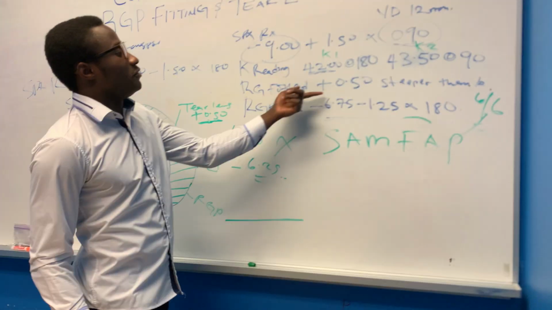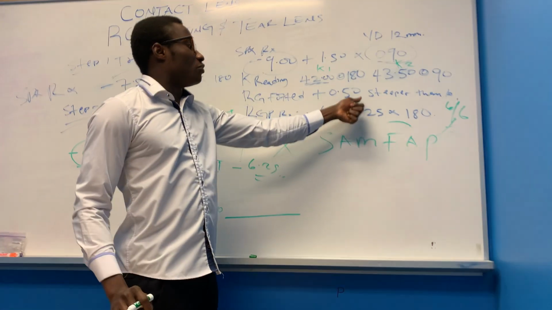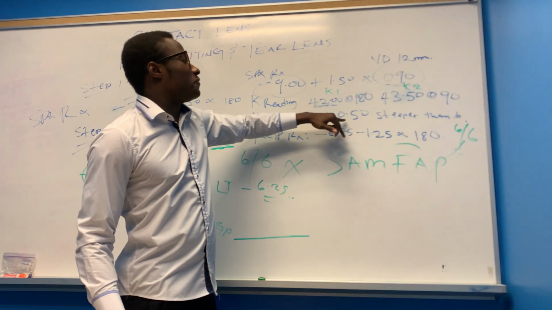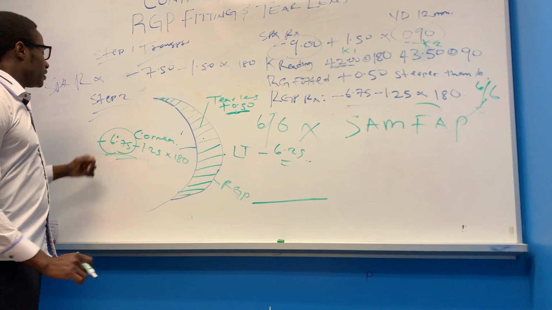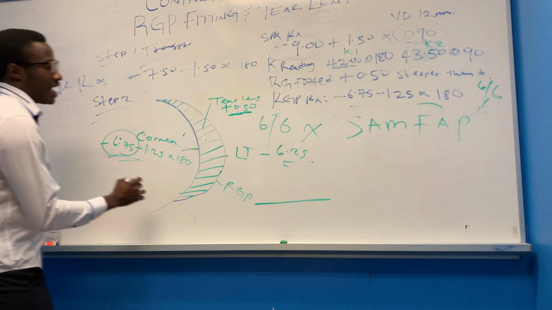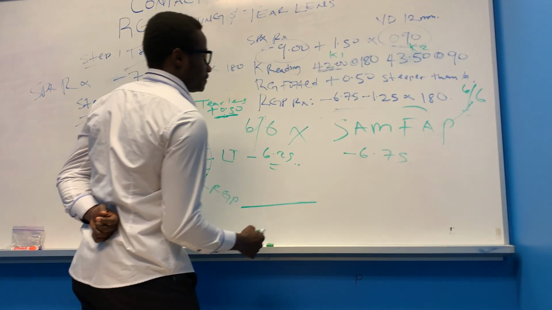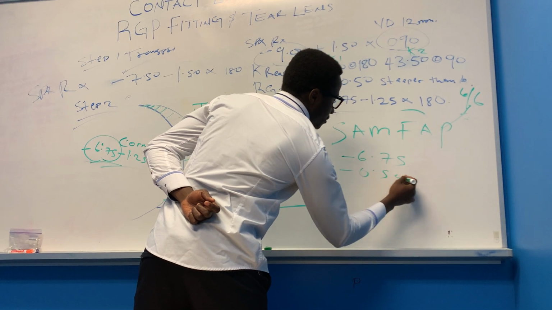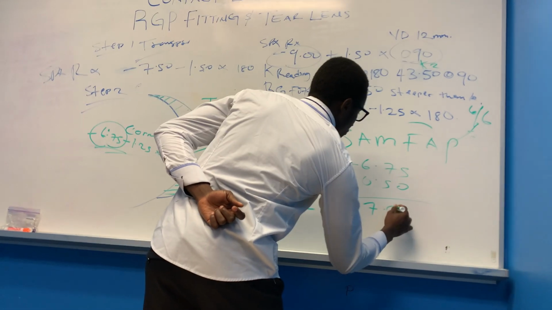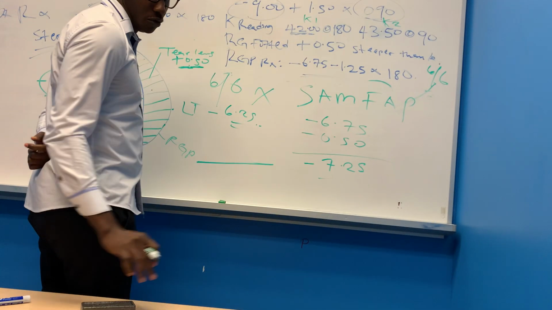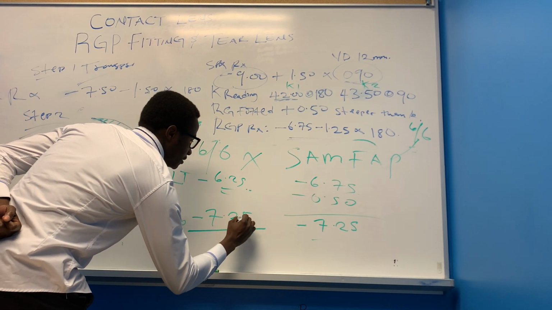Now, we are fitting 0.5 steeper than K, meaning that steeper add minus, meaning that we are going to add minus 0.50 to our expected RGP RX, which is this. So if I add minus 6.75, and I add 0.50, I'm going to end up having minus 7.25, correct? So this is the new RGP RX, minus 7.25 diopter.